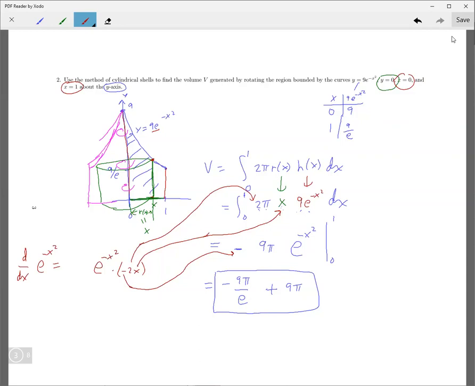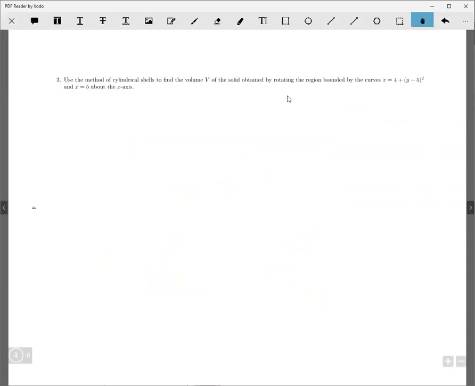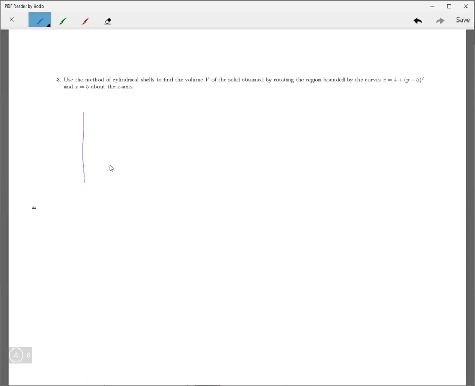Okay, so let's move on to the next one. Number 3, use the method of cylindrical shells to find the volume V of the solid obtained by rotating the region bounded by the curves x equals 4 plus (y minus 5) squared and x equals 5 about the x-axis. Okay, so here we're rotating about the x-axis. So first of all, let's try to figure out what this region is.